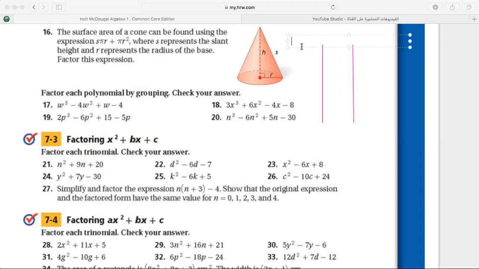Here I'm going to write factors of 2, then factors of 5, then outer plus inner products. Don't forget products.